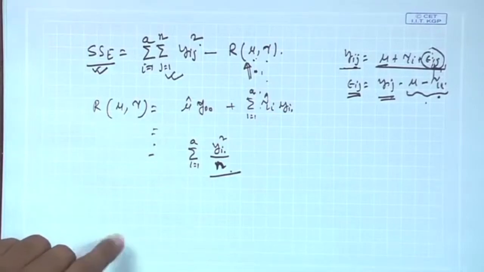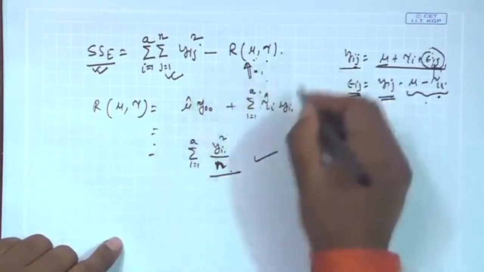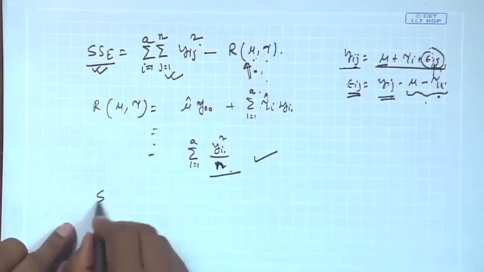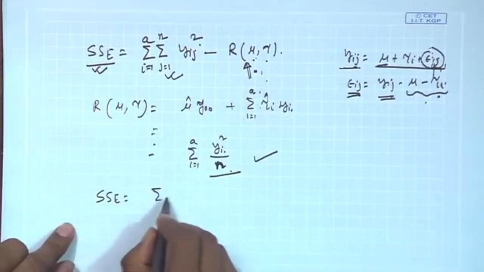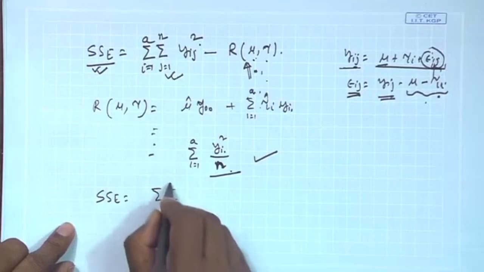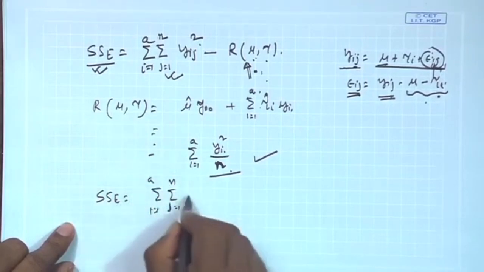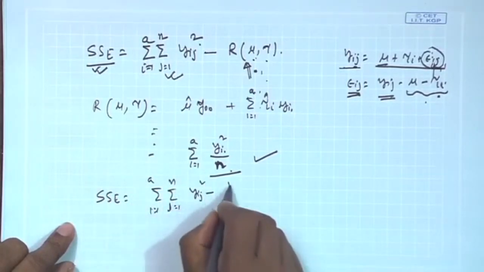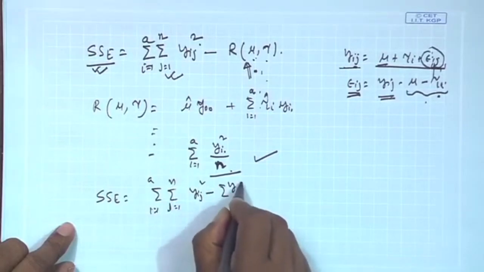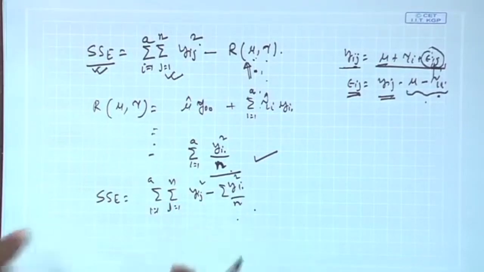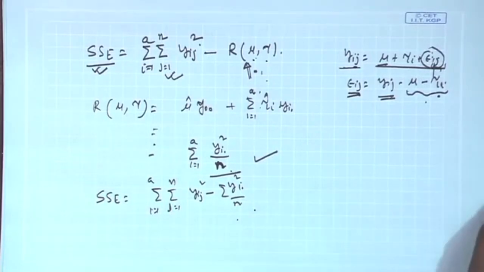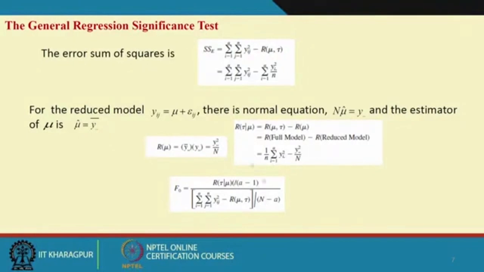And square by small n. Now, that means the SSE is j equal to 1 to n, i equal to 1 to a, y_ij squared minus the sum of y_i dot squared by n. Okay, so this is your SSE. Now, this you are getting from the full model.